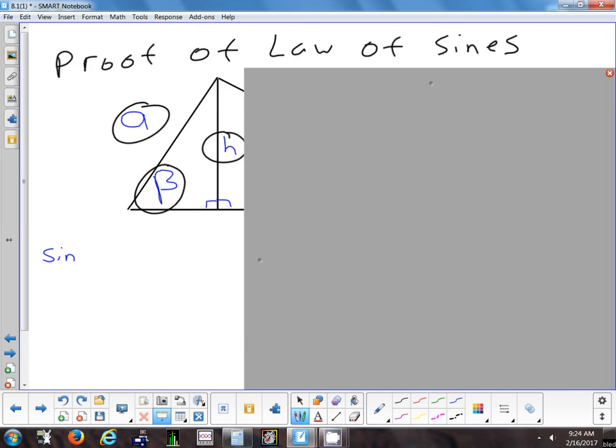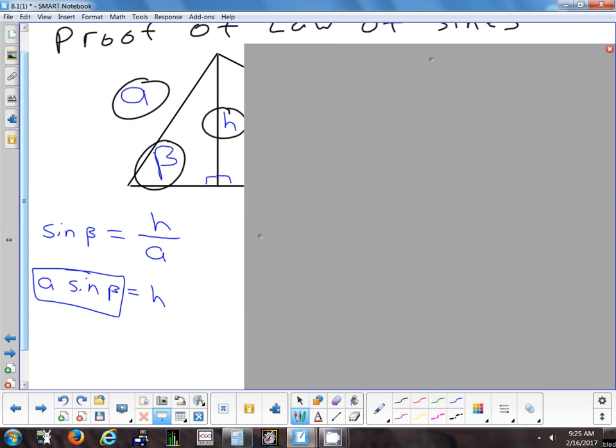So let's write down what we just said. The sine of beta equals, what's opposite beta? h, that's height. And what's the hypotenuse? a. Now, I want to get h by itself. So how would I move a to the other side? Multiply. So a sine beta equals the height. Just write that down. I'm going to come back to that in a second. a sine beta equals the height.